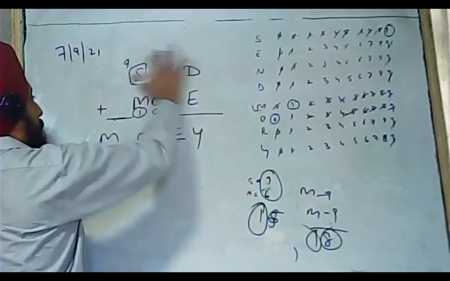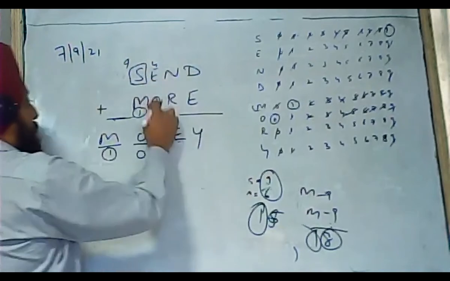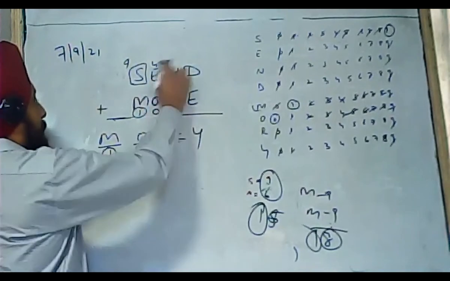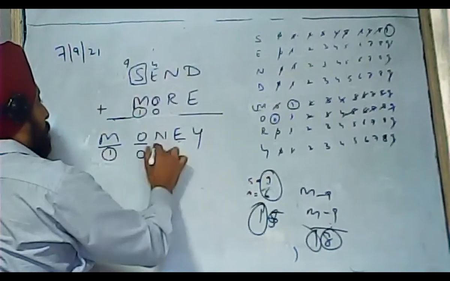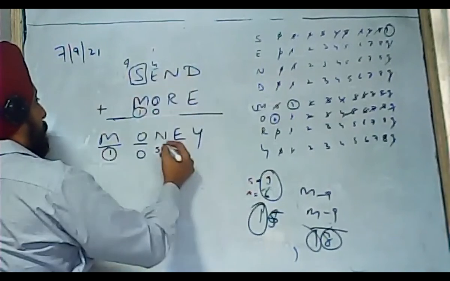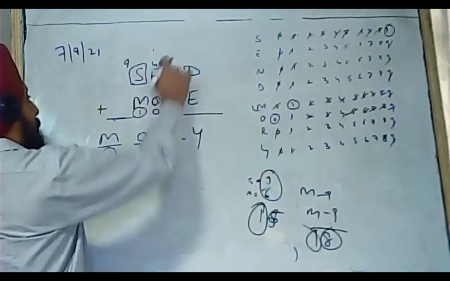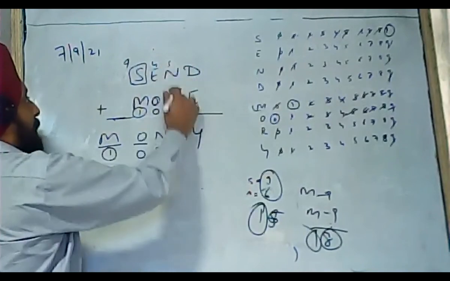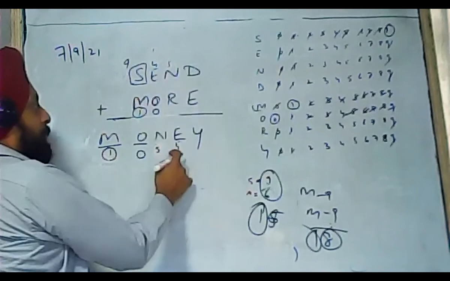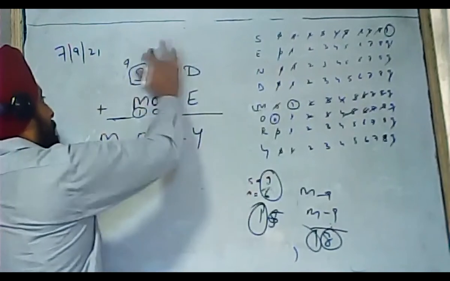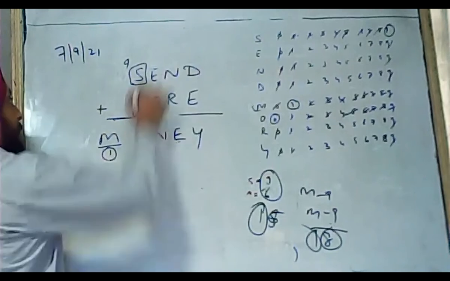So you try for another. Then you try for 4. So 4 here, 4 plus 0 is 4. But suppose some carry comes here, then it will be 5. Then E will be 4, then N will be 5. So 5 plus R: 5 plus something cannot be 4. So this is also not right. Then you try for 5.